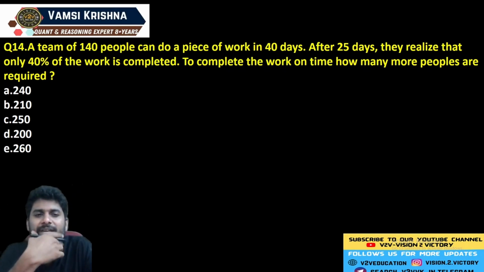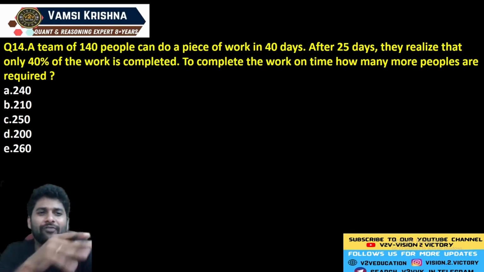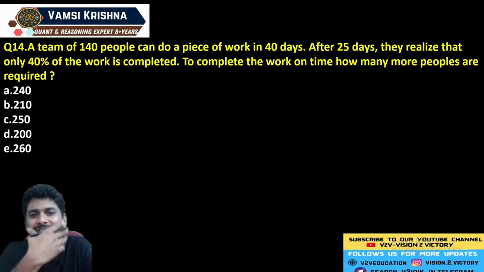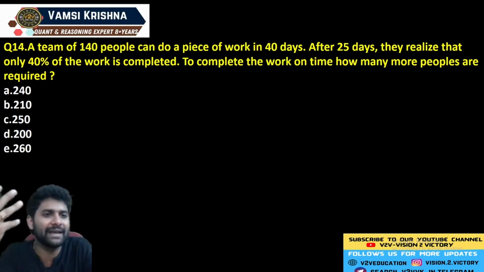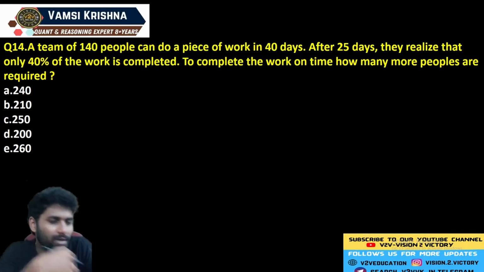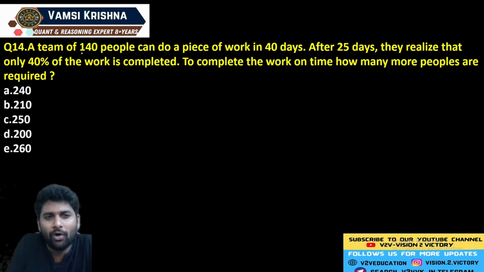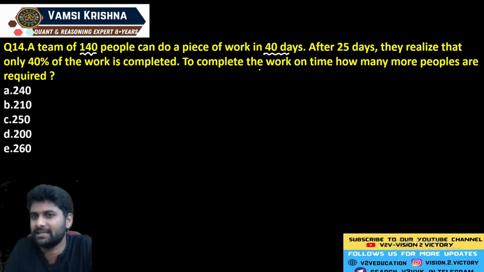So the next question. A team of 140 people can do a piece of work in 40 days. After 25 days, they realize that only 40% of work is completed. To complete the work on time, how many more people are required? Now see, a team of 140 people can complete the work in 40 days.